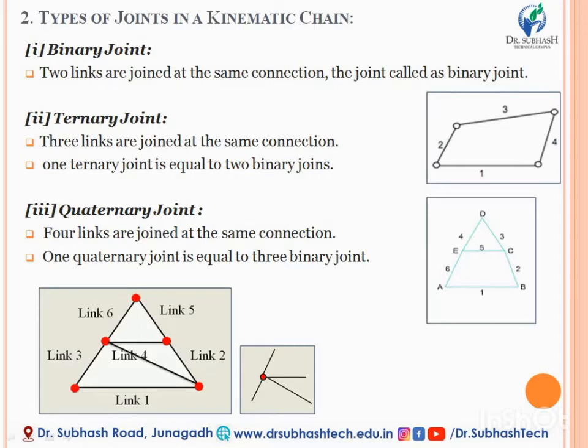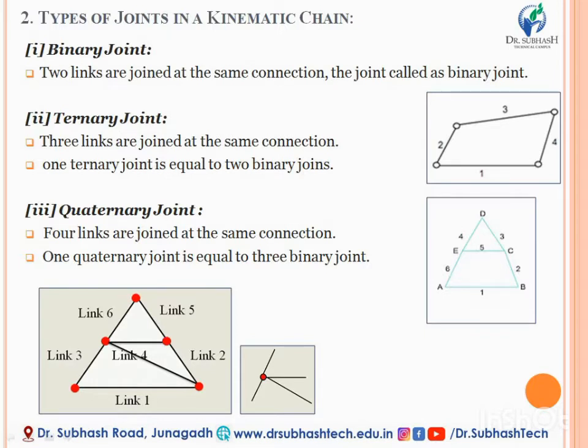If we are talking about the binary joint, then when two links are joined at the same connection to form a kinematic chain, that joint is known as a binary joint. Look at the diagram. If there are two links connected at the same point, or the same fulcrum, that connecting point is known as a binary joint.